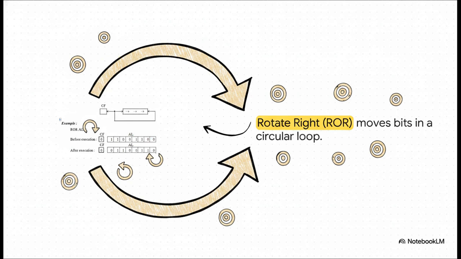Unlike a shift, which just drops bits off into oblivion, a rotate instruction catches the bit falling off the right side and loops it straight back around to the front. And at the exact same time, it generously copies that falling bit into the carry flag for safekeeping. Nothing is lost. It is a perfect circular loop.